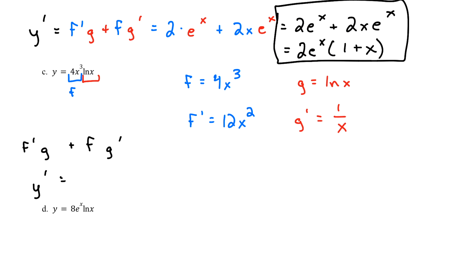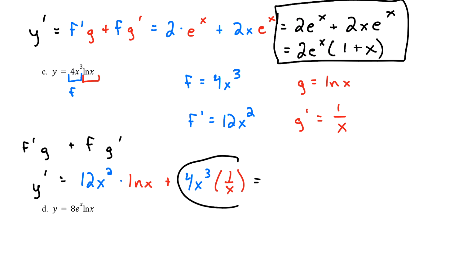f prime, so that's going to be 12x squared, times g, so times the original function g over here, which is natural log of x, plus f, so let's see, that's going to be 4x cubed, times g prime, that is 1 over x. Here in this case, I definitely would simplify this. In particular, it's this second term right here that I think can be simplified. The first term we can't do much with.